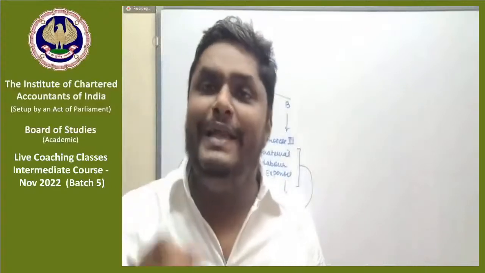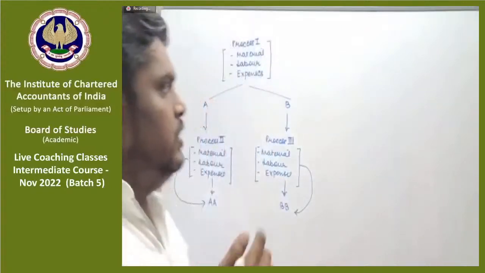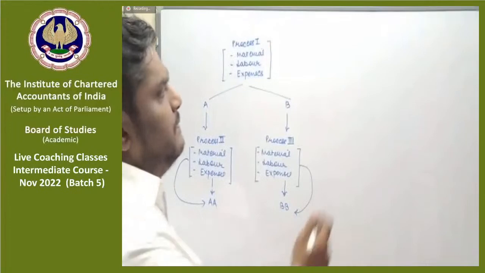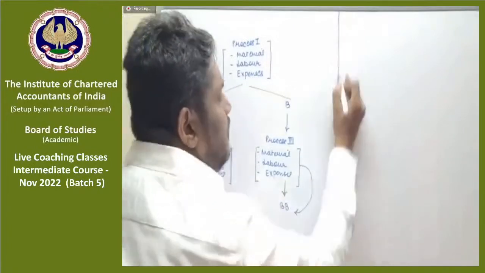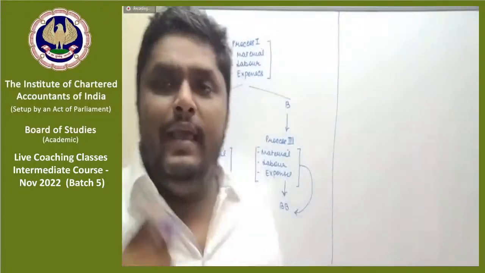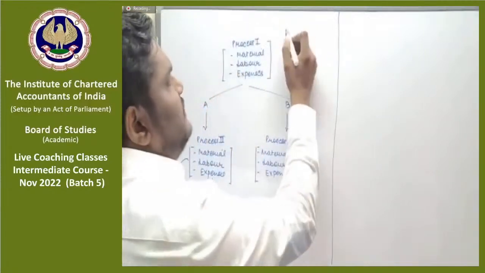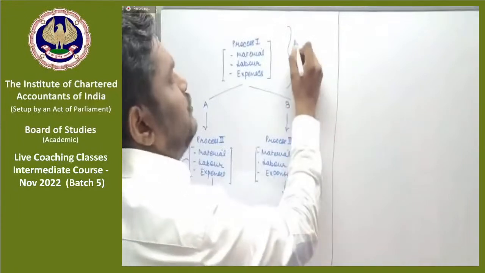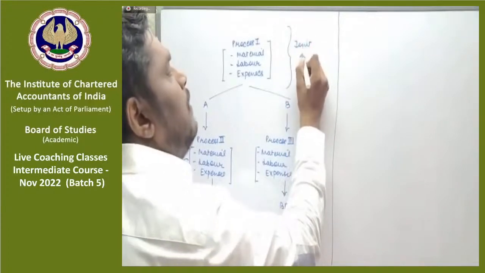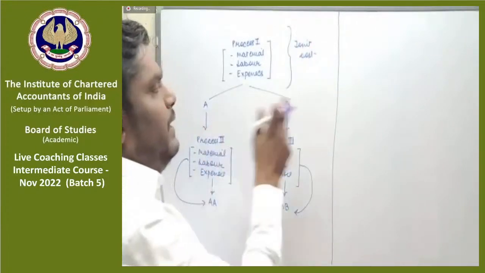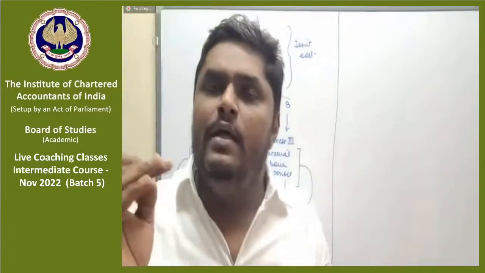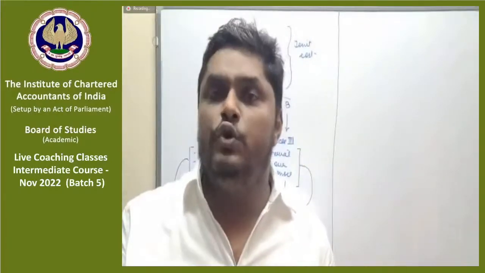Now, first point is joint cost. So herein in this situation, the cost of process first is what? My joint cost. That need to be distributed among A and B. So herein, the cost of process first is the joint cost.